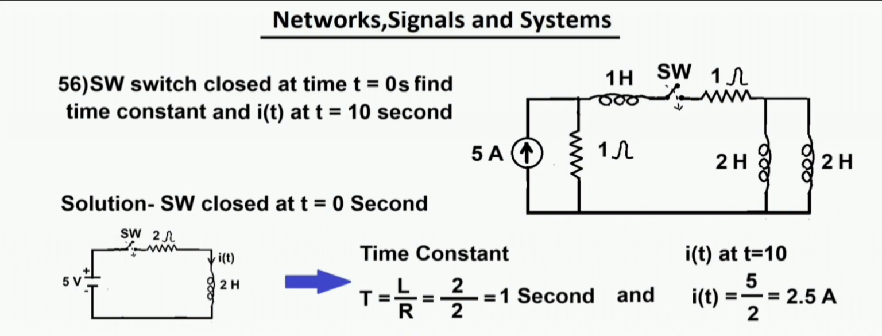Switch SW is closed at time equal to 0 second and the time constant equals 1 second. So at time t equal to 10 second, the current i(t) equals 5 volt divided by 2 ohm resistor. This is equal to 2.5 ampere. Okay, thank you.